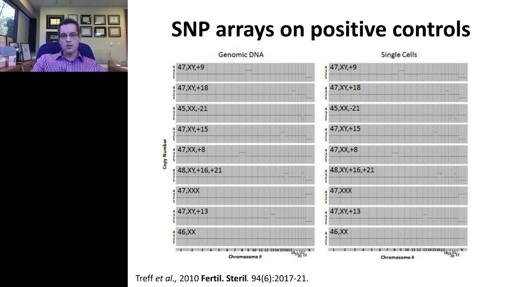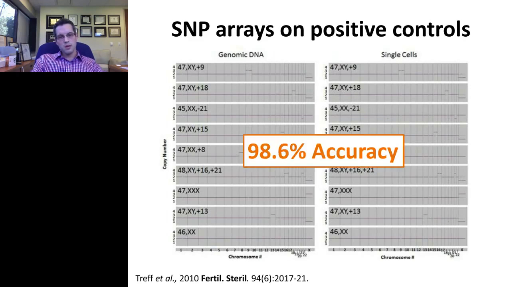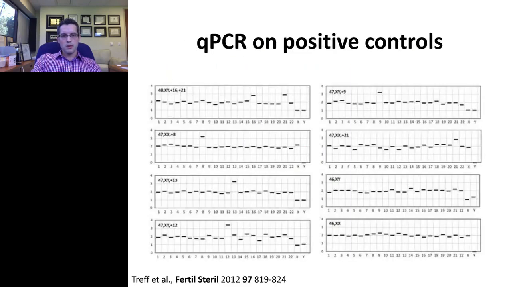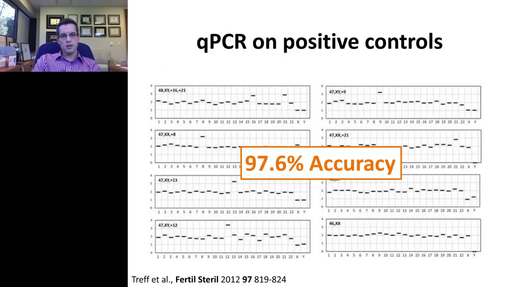And then single cells from those same cell lines were obtained and evaluated. And when we do this in a blinded manner, we did actually demonstrate 98.6% accuracy on single cell 24 chromosome karyotyping. A similar study was performed with qPCR, again on positive controls, and here we had approximately 98% accuracy.